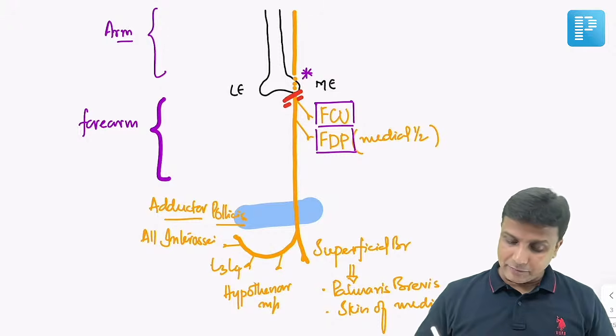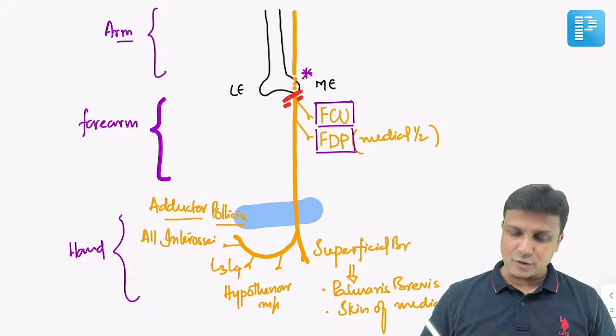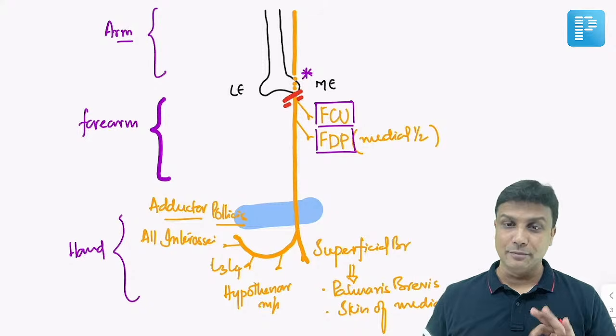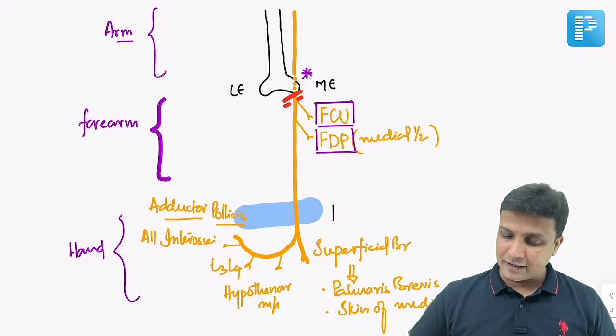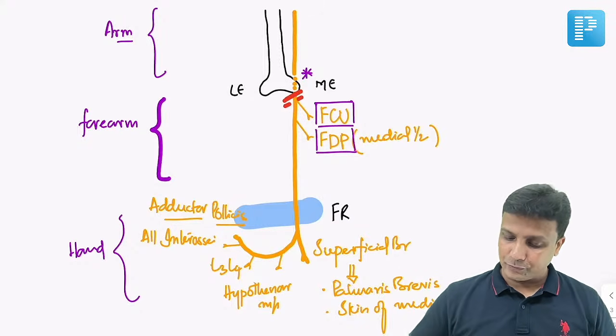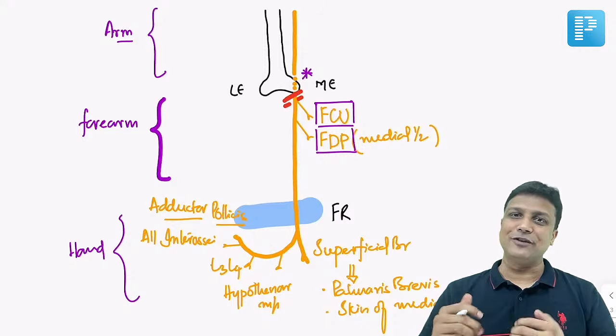Now from the forearm, the ulnar nerve is going to enter into the hand. Now how it is going to enter into the hand, this is also very much important. Remember, it is going to pass superficial to flexor retinaculum present over here. So this one here will be the flexor retinaculum and ulnar nerve is going to pass superficial to that one.